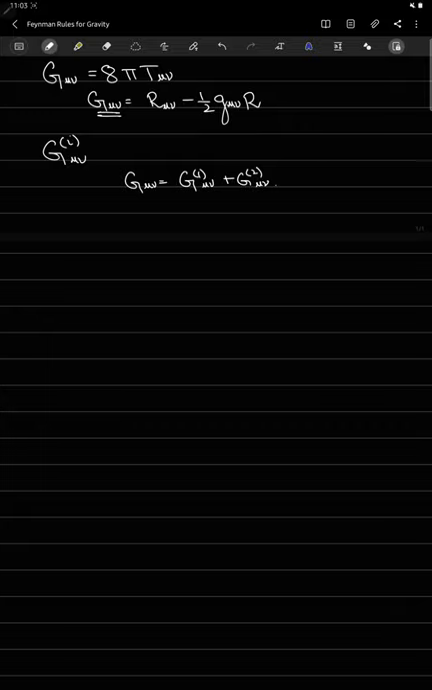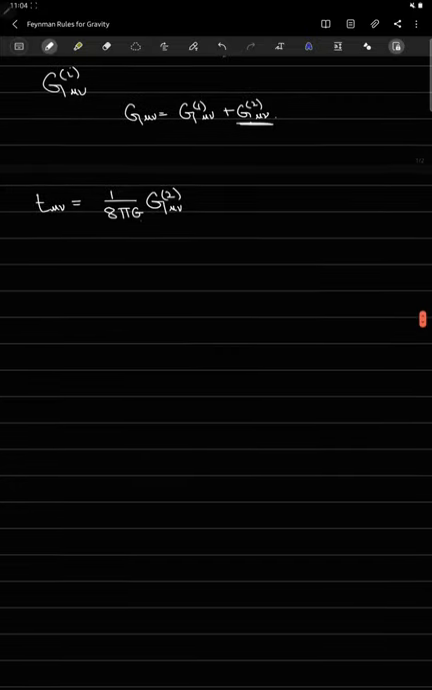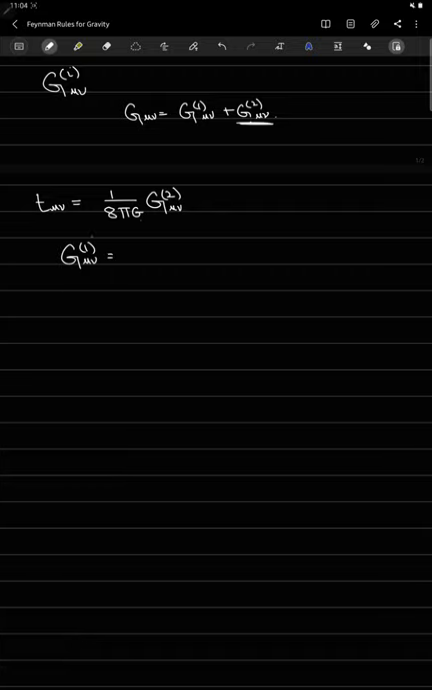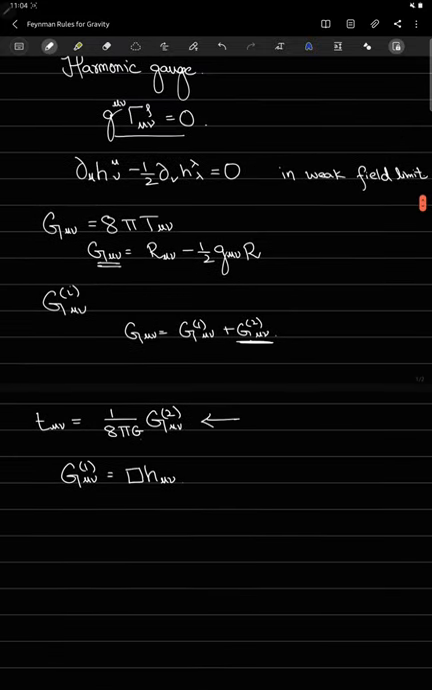Okay, so with this, now I'm going to define a new tensor, small t mu nu, which is related to the second part of this. I'm going to define it as 1 over 8 pi G, where this G is Newton's gravitational constant, times G2 mu nu, right? Now I'm going to use that G1 mu nu is just the d'Alembertian operating on your field h mu nu, and I'm going to put these two things into these equations.